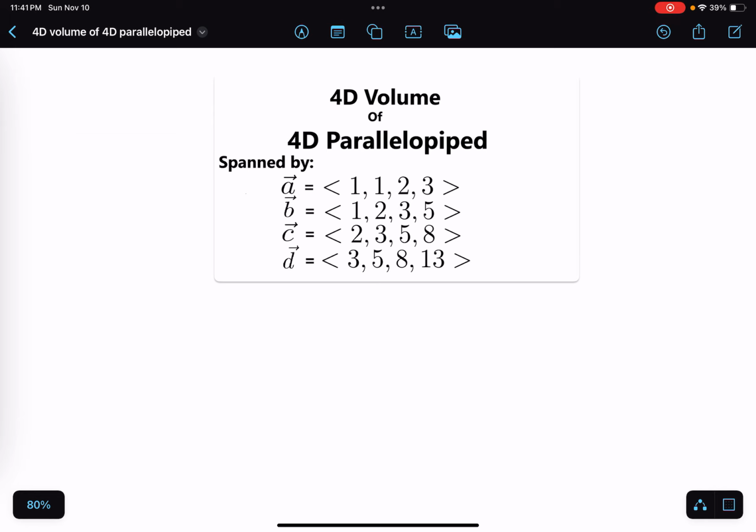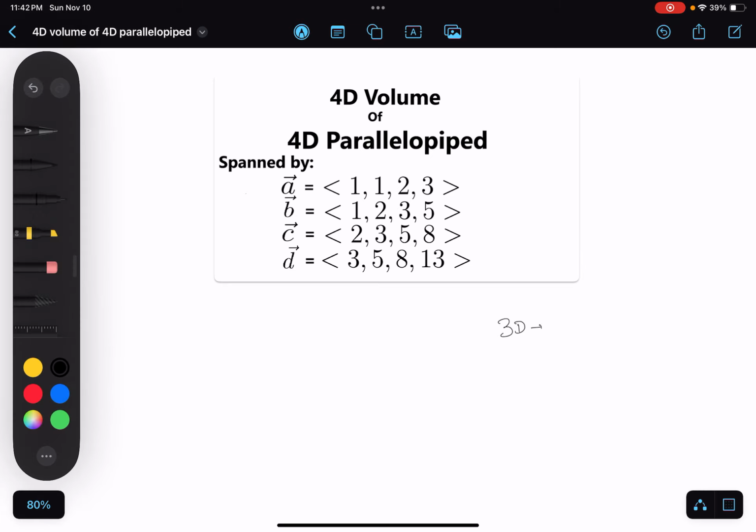And yeah, so now what does 4D volume actually mean? In 3D it makes sense to say volume, right? Now 2D volume, by 2D volume I just mean the area. If there are two vectors, then the area is spanned by the extension of these two vectors in either direction. So this area of the parallelogram is basically the 2D volume, which is just the area.